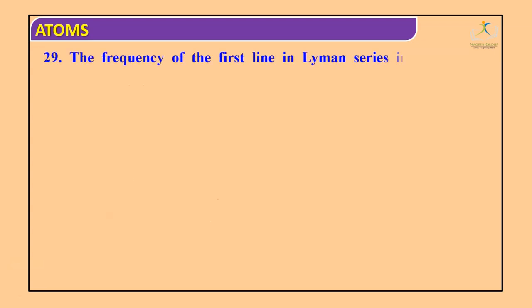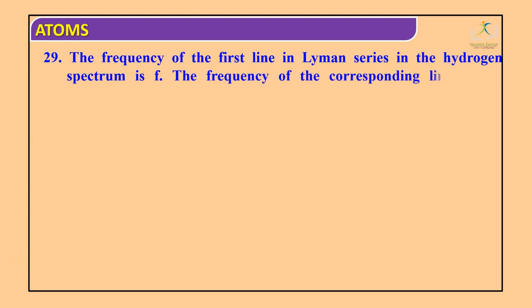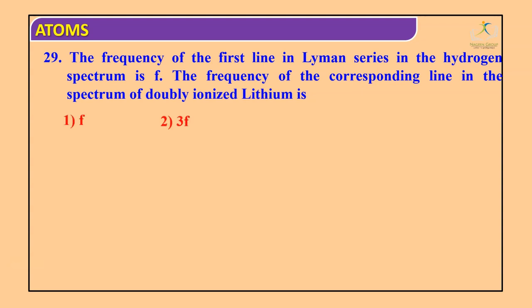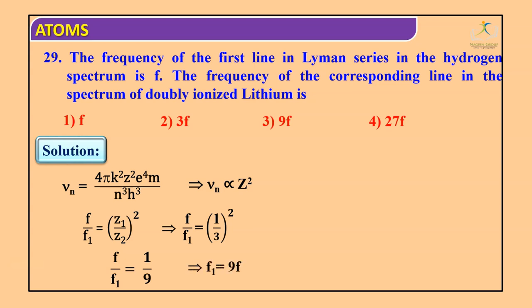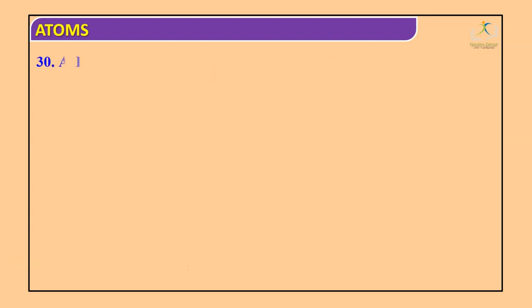Next question: the frequency of the first line in the Lyman series in the hydrogen spectrum is F. The frequency of the corresponding line in the spectrum of doubly ionized lithium is F, 3F, 9F, or 27F. Let's move with the solution part. Vn is equal to 4 pi k square z square e to the power 4 m by n cube h cube. So from here, Vn is directly proportional to z square. F by F1 is equal to 1 by 3 whole square, which gives the value F1 is equal to 9 times F. So the correct option is 3.